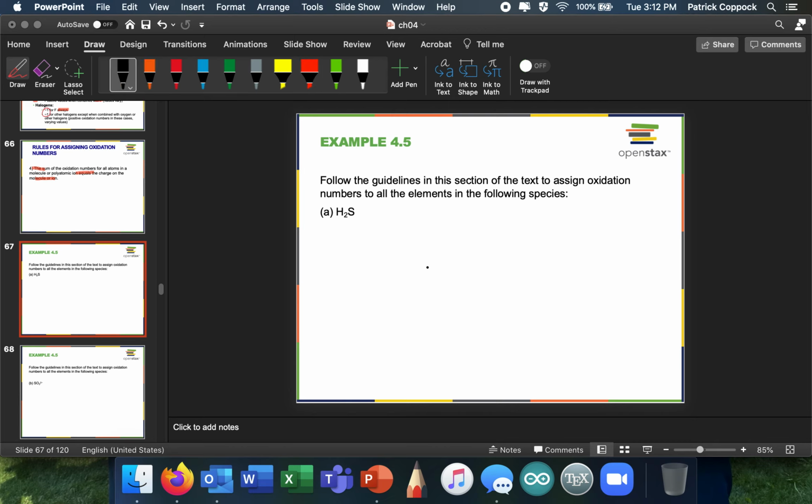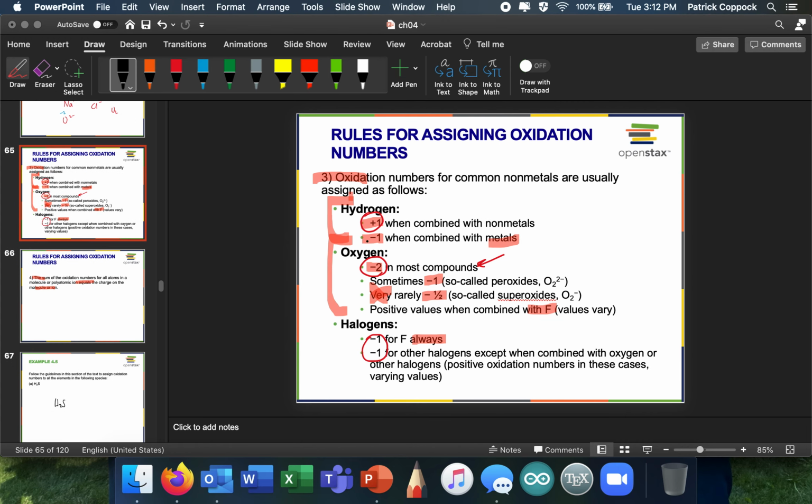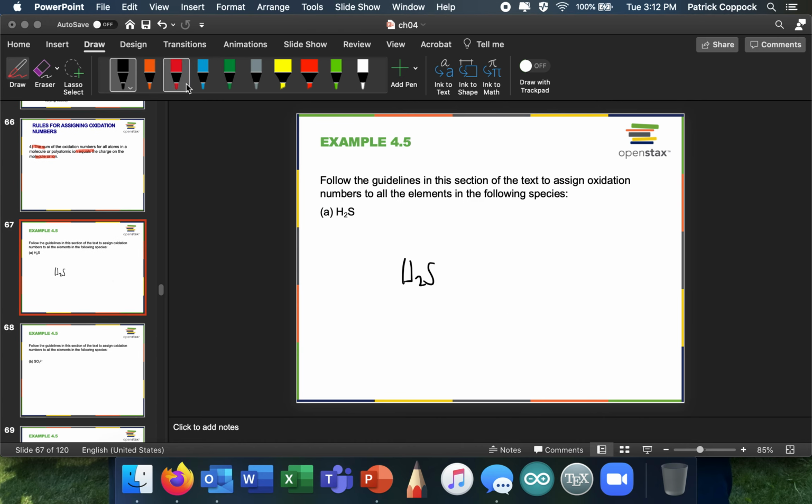Let's start out with H2S. Remember, with H2S, going back up to rule number 3, hydrogen is usually +1 when it's with nonmetals. Sulfur is a nonmetal, and so we're going to say this is +1. Rule number 4 says that the sum of all the oxidation states is going to have to equal 0.